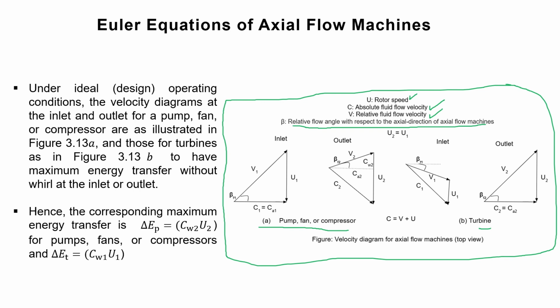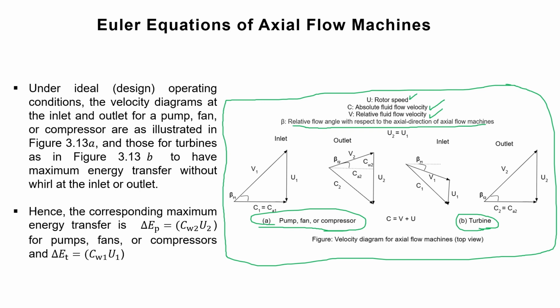I'm so sorry, here we are talking about a power consuming machine. If you have a power consuming machine, then the velocity triangle for an axial flow impeller will look like this at the inlet and outlet. But if you have a power producing machine, in other words a turbine, the velocity triangle will be like that. Now let's explain something here, because it's just an ideal case.